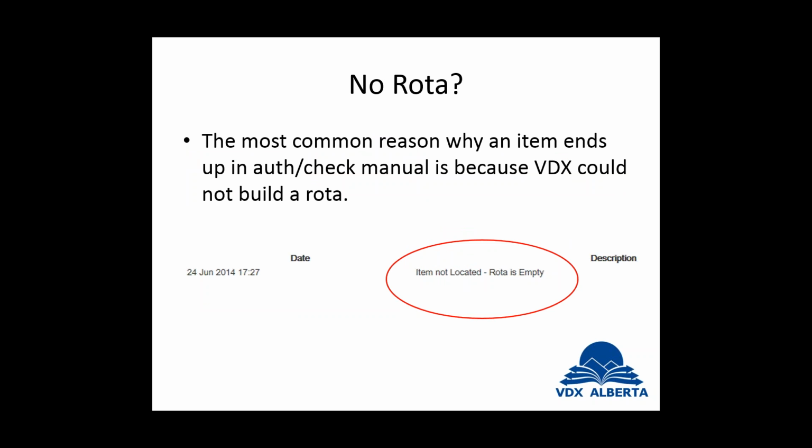Another, probably the most common one, item not located, Rhoda is empty. As Jen mentioned earlier, the part of VDX that does Rhoda building, adding libraries to the lender string, works almost exclusively off of ISBN. It tries to do an author title search, but it always fails. So what it's saying here is, I can't find anything. You're going to have to manually find me a lender.